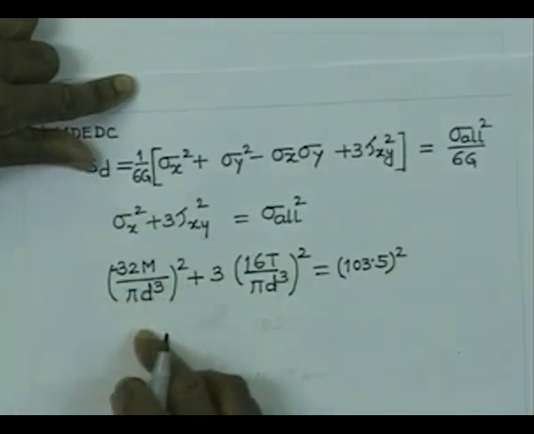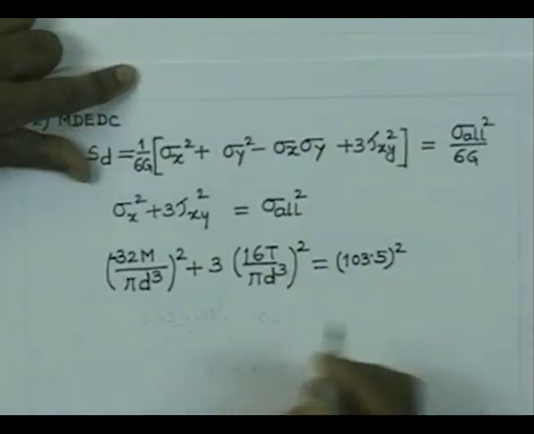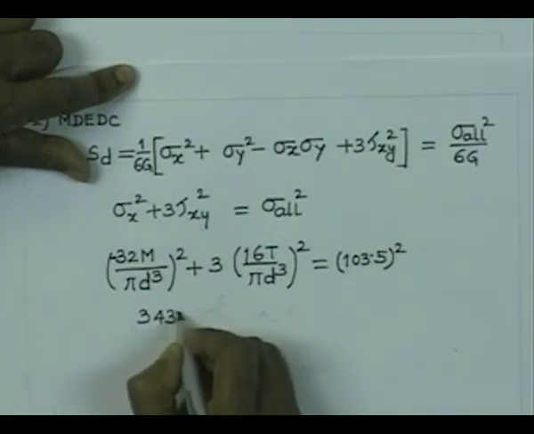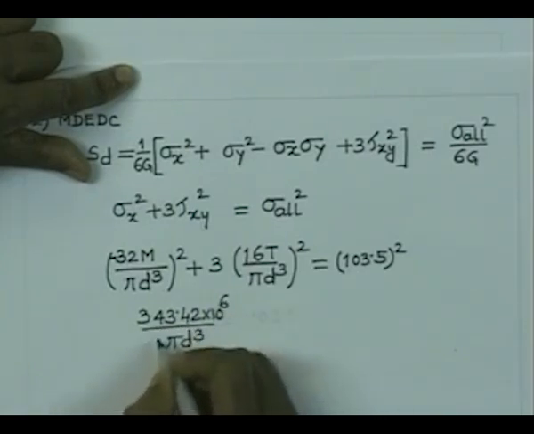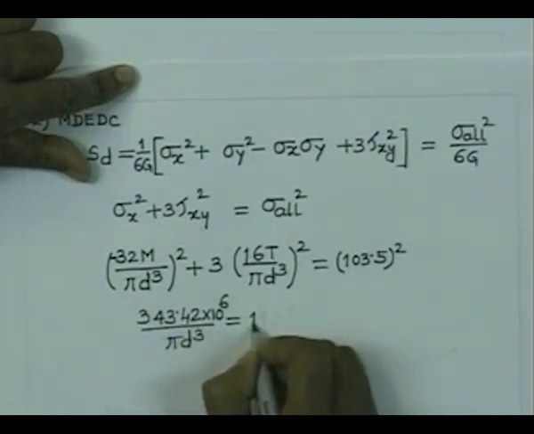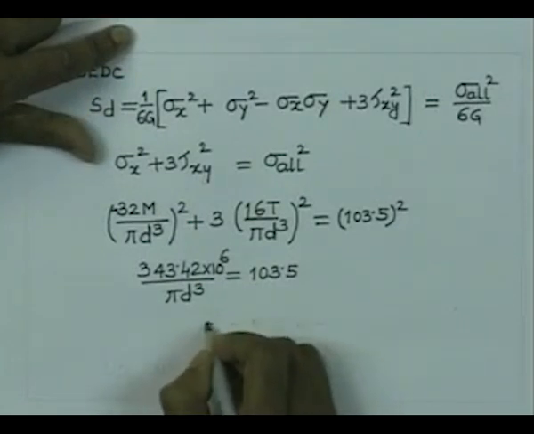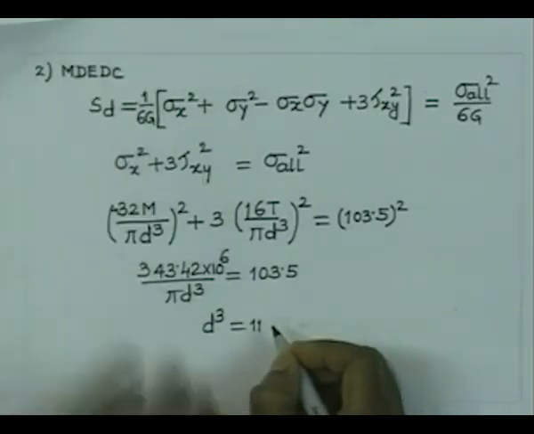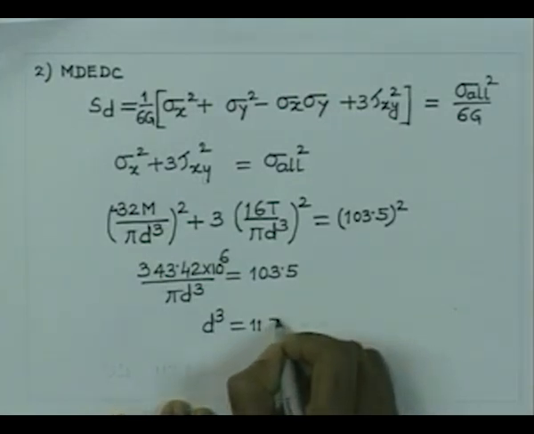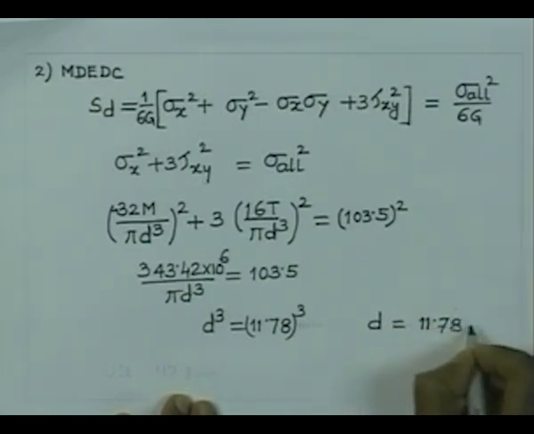so we have minus 32 M by pi d cube whole square plus 3 times 16 T by pi d cube whole square equal to 103.5 whole square, and this gets simplified to 343.42 into 10 to the power 6 by pi d cube is equal to 103.5, and this gives finally d cube equal to, and therefore, d equal to 11.78 millimeter.